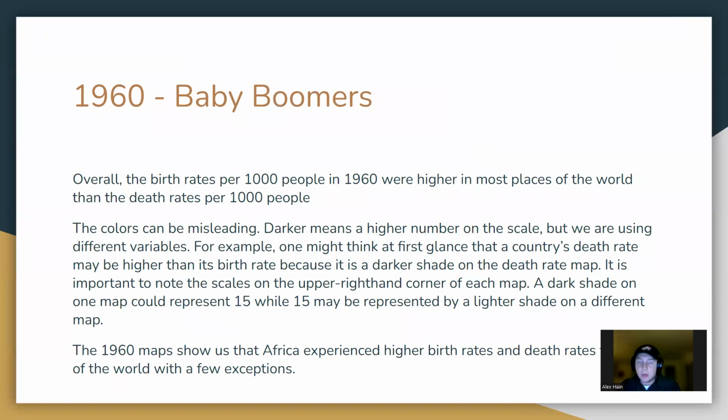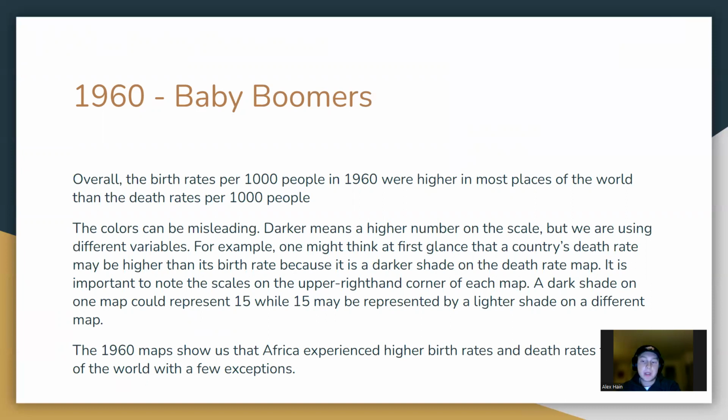So this is the baby boomer era. It's called the baby boomer era because a lot of babies are being born during that time. Overall, birth rates per 1,000 people were higher in the majority of the world versus the death rates. Again, like I said, the colors can be misleading, because the range of those scales on the maps can be a little different.